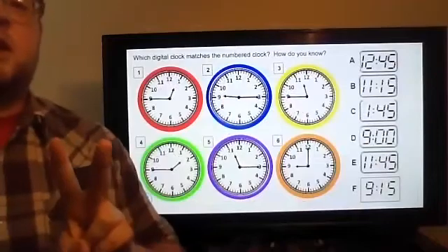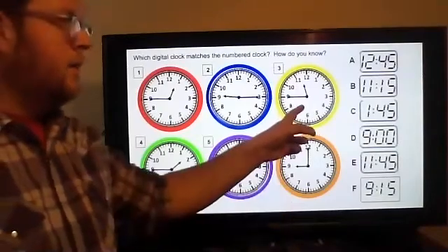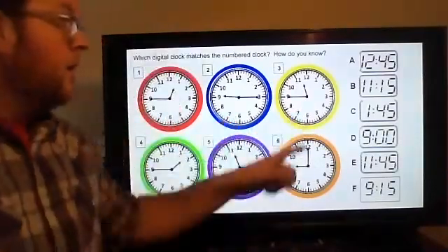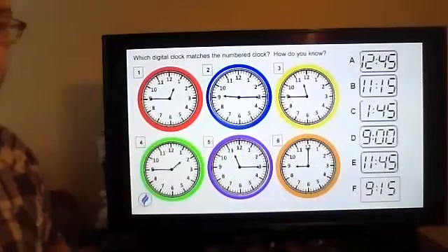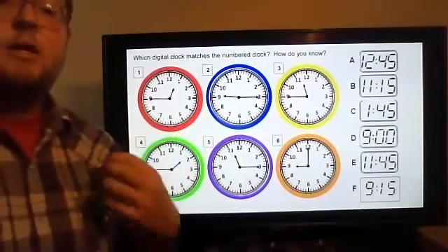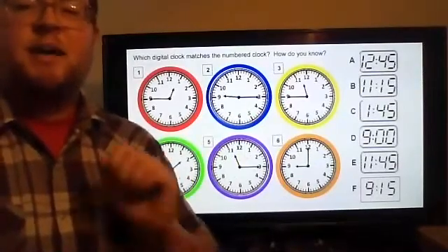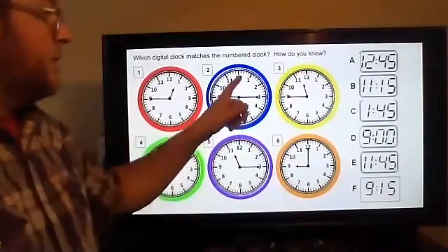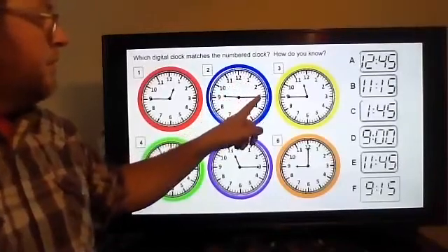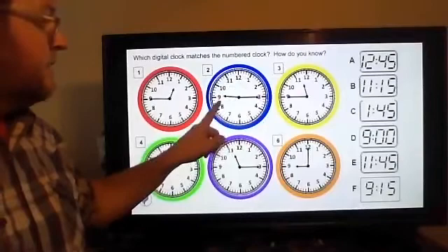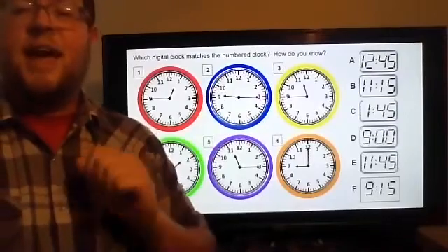Now, we have 2 different types of clocks here. We have digital and analog. Now, the only difference is analog has 2 hands that tell you the hours and the minutes for our time. Each of our big dashes on a clock represents our hours and minutes by 5s. So if we're looking at our clock here, there's 12 hours shown. So we have 1, 2, 3, 4, 5, 6, 7, 8, 9, 10, 11, 12. Each of those shows an hour.